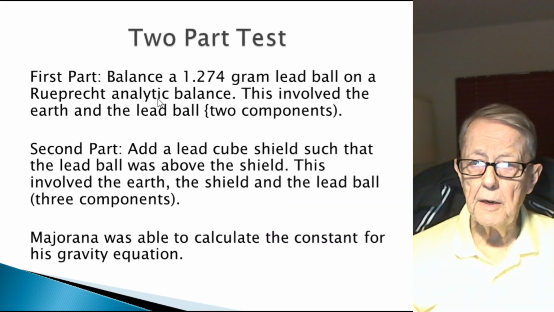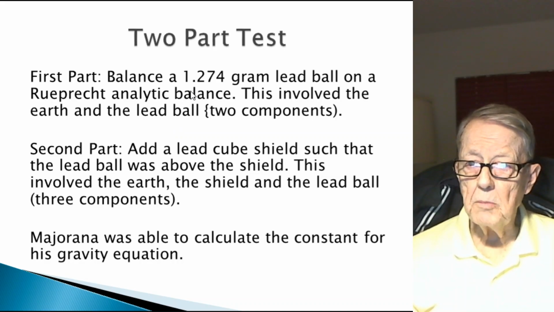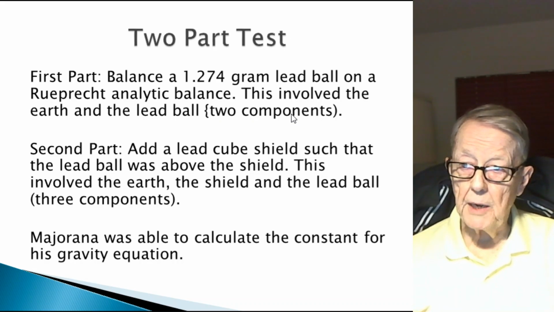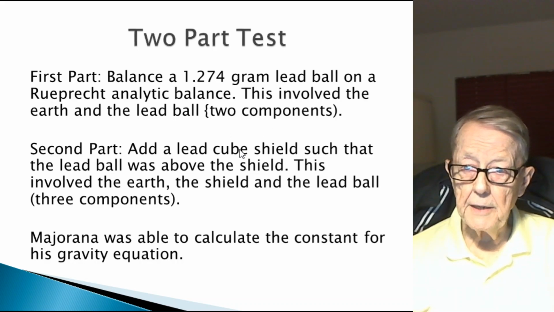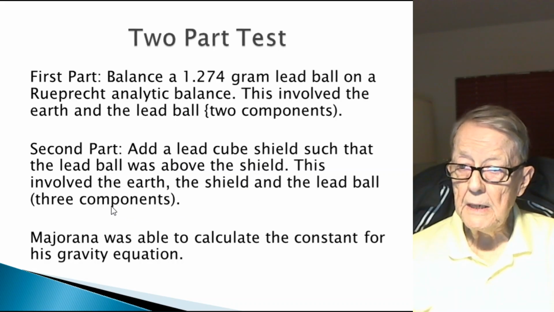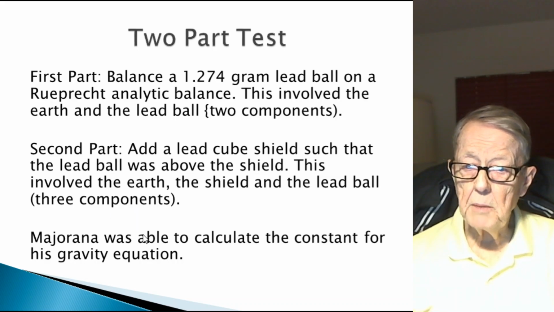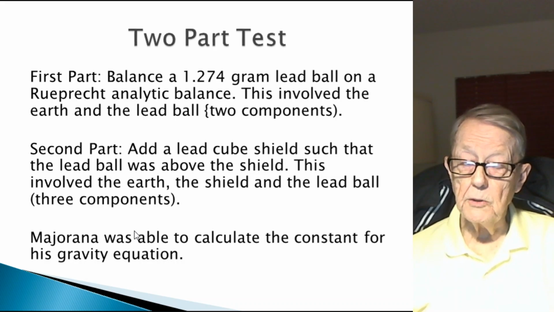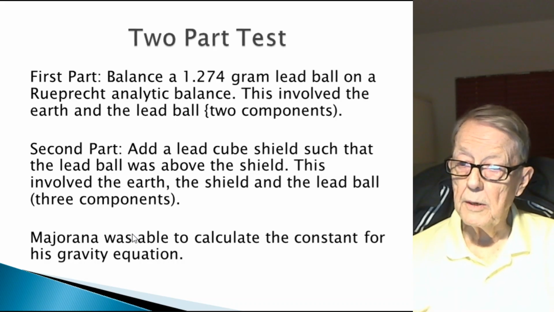And it's a 2-part test. He took a 1.274 gram lead ball on a Ruprecht analytic balance, a good balance in its day. And this involved the earth and the lead ball, and I'm highlighting the fact that it's 2 components, and hence I'm going to replace that with 2 resistors. The second part, then, he added a lead cube shield such that the lead ball was above the shield in this case. This involved the earth, the shield, and the lead ball, and that's 3 components, or in my case, 3 resistors. And Majorana was able to calculate the constant for his gravity equation, and I calculated the constants for my equation. I consider those values quite preliminary and have not reported them until more experiments can be done.